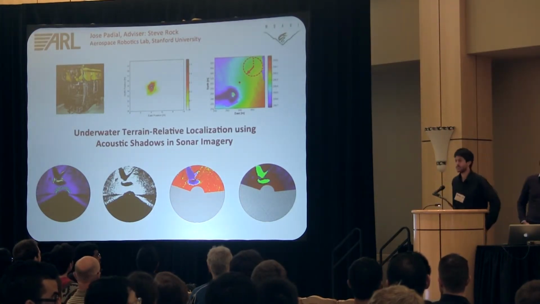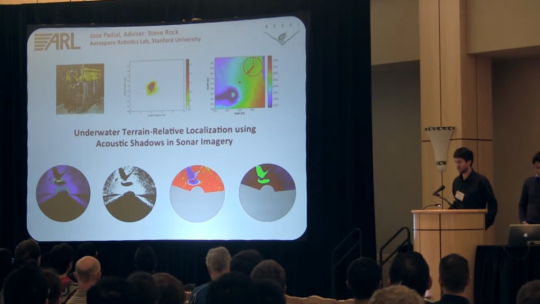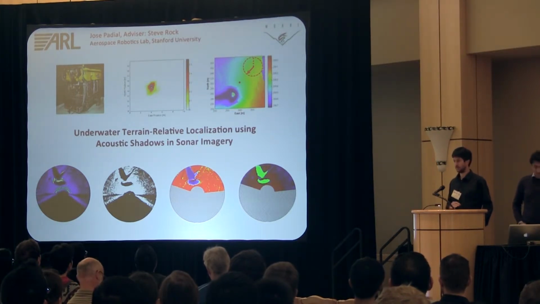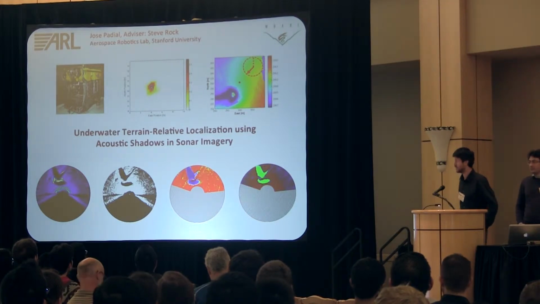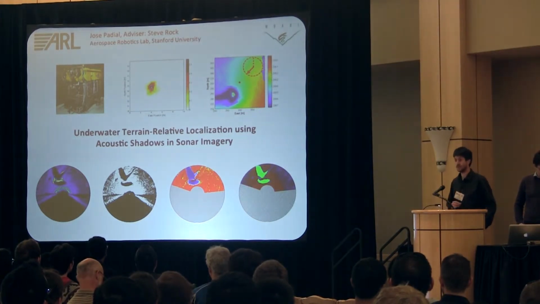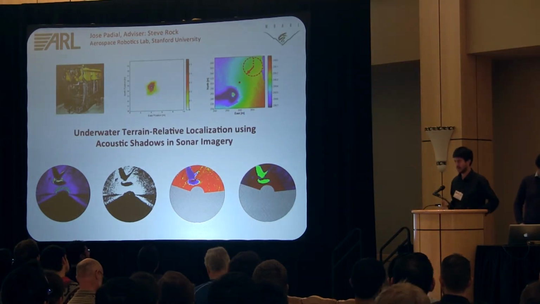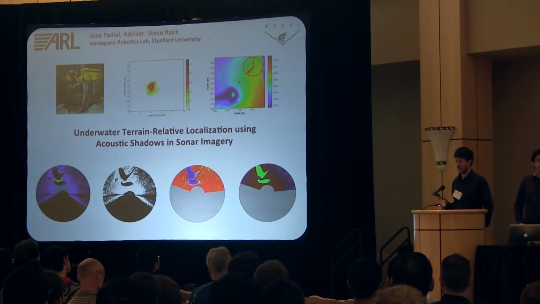Hello, I'm Jose. So we don't have GPS underwater, and we'd like to be able to localize with respect to terrain maps. This is a challenge. People have attacked it in a number of different ways. Imaging sonars are commonly found on these vehicles, but people have ignored them because correlating intensities with a map is really difficult. But we found that by using acoustic shadows, you can get quite accurate results.